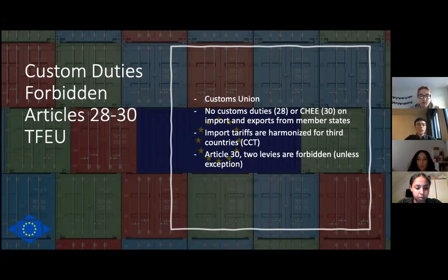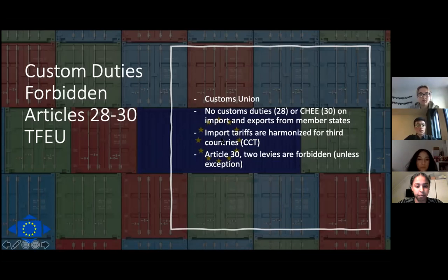Furthermore, duties are still payable on goods coming from third countries, but once the goods have passed through a member state, they will enjoy the same freedom of movement as goods originating within the European Union. In other words, import tariffs are harmonized and the import duties for goods coming from outside the European Union are based on a common customs tariff, or CCT.